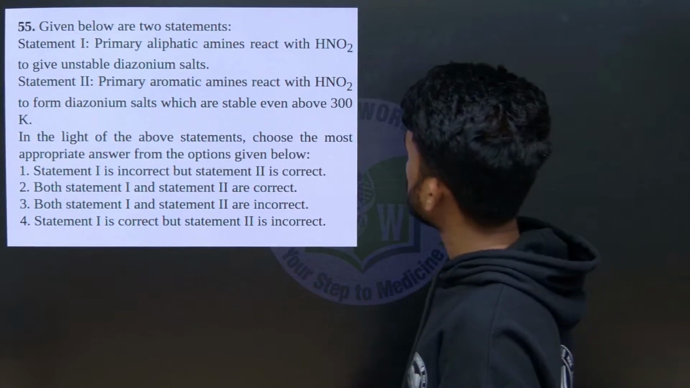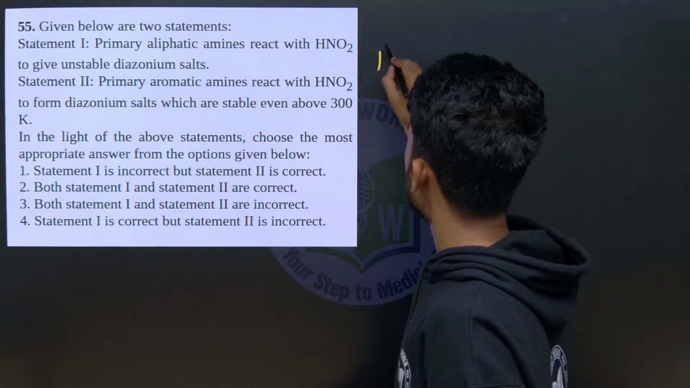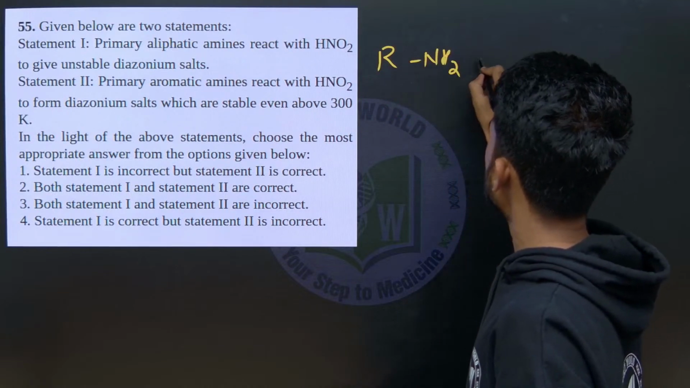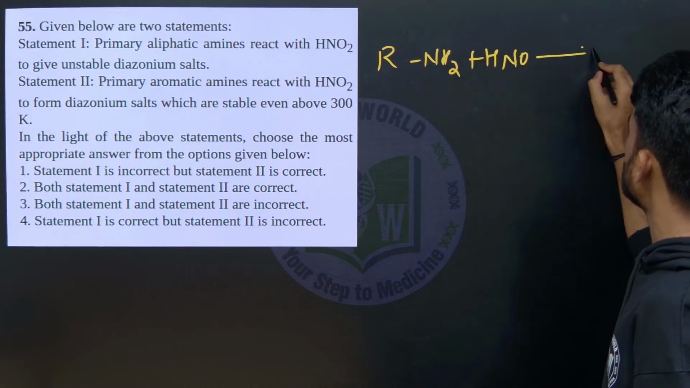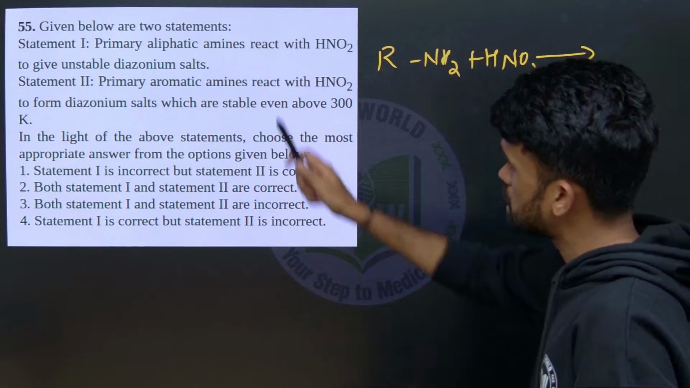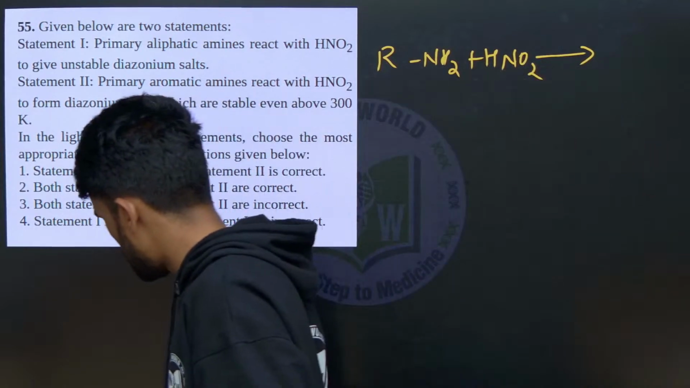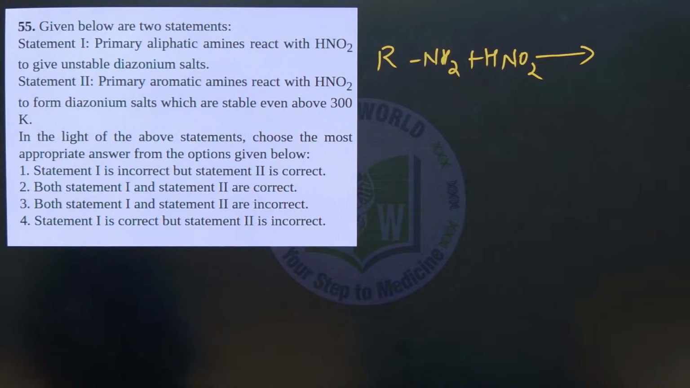Now can you try this question? Primary amines, R-NH2, react with HNO2. What kind of product is formed here? Just give a try for this question. Take 1 minute to solve this question and give me the answer.